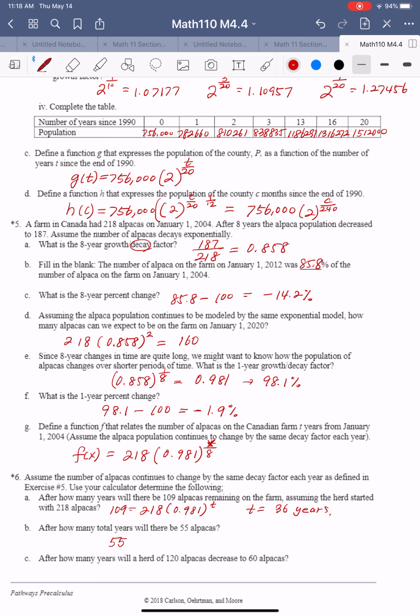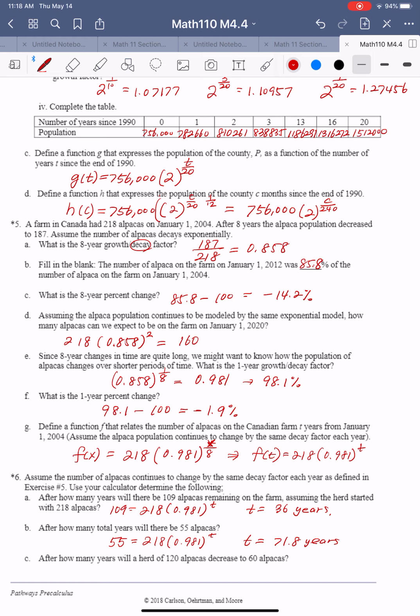Okay. And then after how many total years will there be 50 alpacas? So 50 now from the 218. Oh, sorry about that. 218, 0.981 to the t power. Okay, or t over 8, whatever, yeah. And then you get that t is going to be about 71.8 years. Okay, so you can change that as f of t is 218 times 0.981 to the t power. So it changes every year.